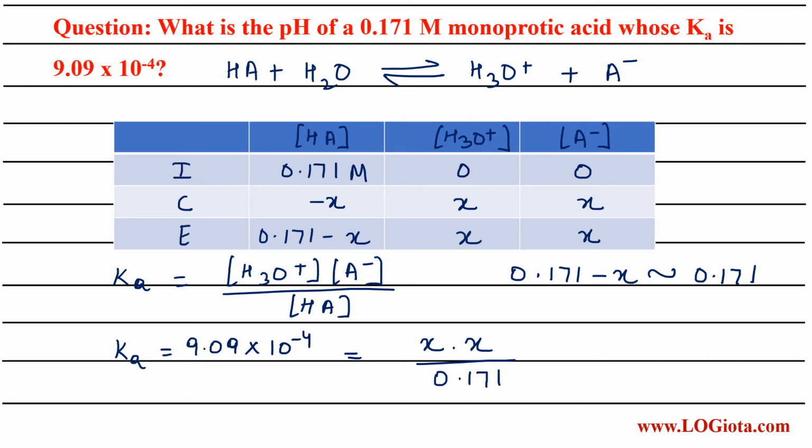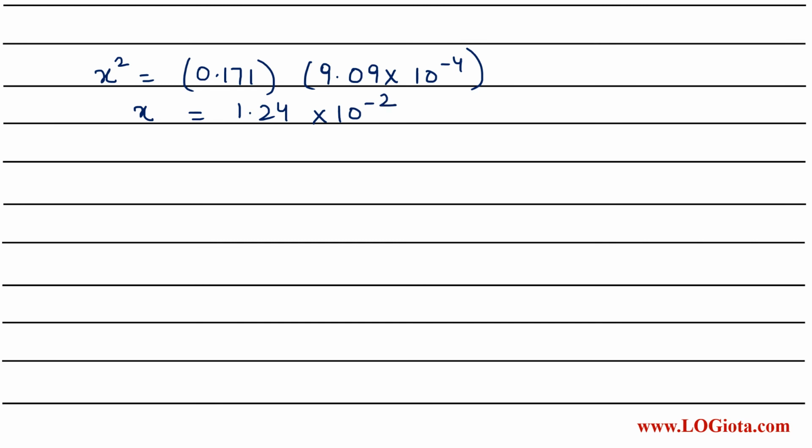Now we will start solving this equation. Now we will cross multiply them. So after cross multiplying, we will get x square is equal to 0.171 multiplied by 9.09 multiplied by 10 to the power minus 4. Now on solving this, we get the value of x as 1.24 multiplied by 10 to the power minus 2. Now this x was the concentration of H3O positive. So we can write it as H3O positive is equal to x is equal to 1.24 multiplied by 10 to the power minus 2 molar, as this is concentration, so the unit will be molar.